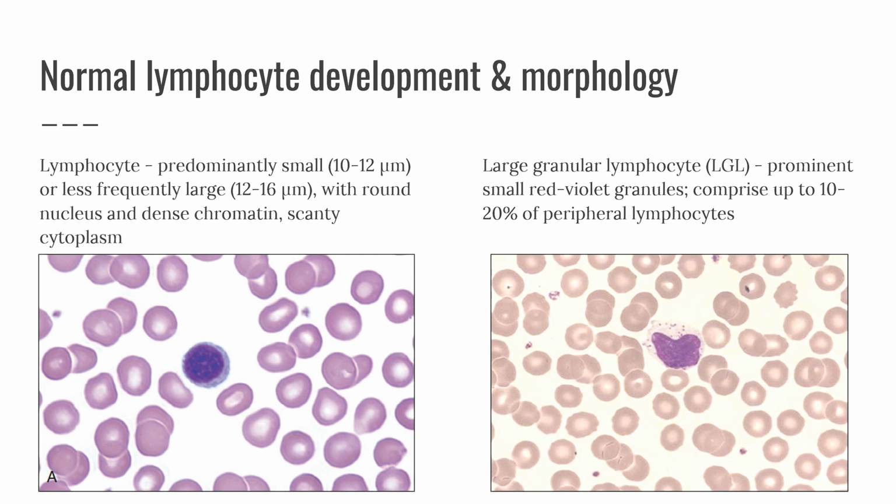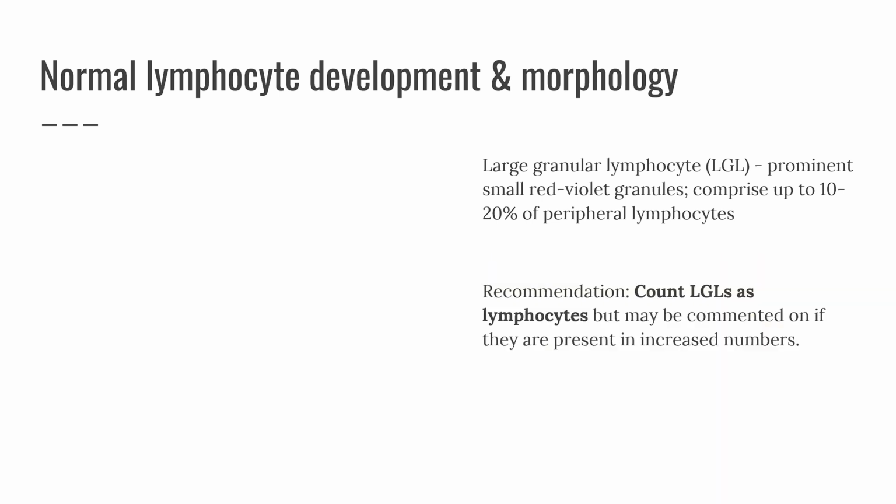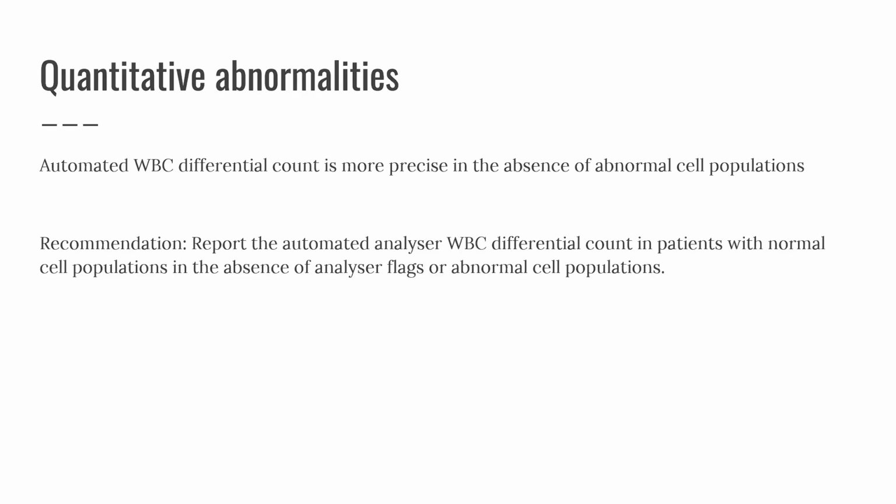Lymphocytes are predominantly small, or less frequently large, with a round nucleus, dense clumpy chromatin, and scanty cytoplasm. But sometimes we see the LGLs or your large granular lymphocytes with prominent small red-violet granules, and normally these comprise 10 to 20% of your peripheral lymphocytes. But the recommendation is actually to count these LGLs as lymphocytes, but like the band neutrophils, if they are seen in increased numbers, you may mention that in the comments.